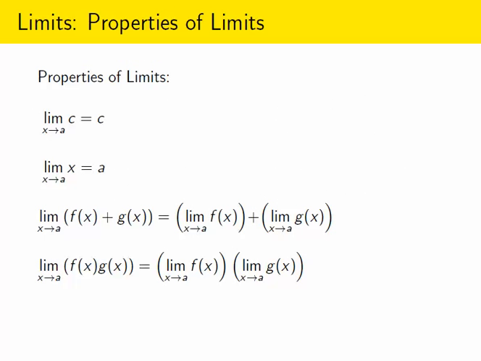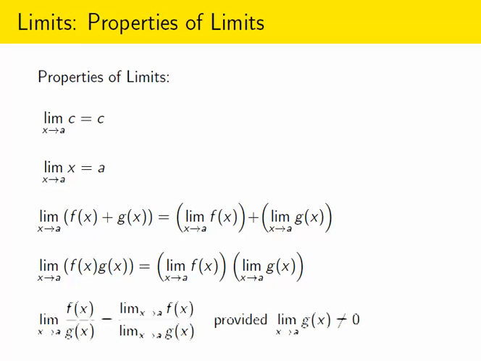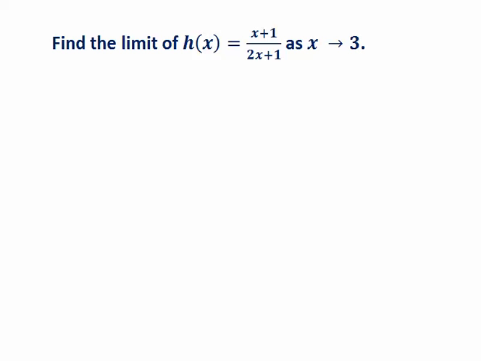Let's go back to our list of properties and add one more. You can also calculate the limit of a quotient, meaning one function divided by another function, in more or less the same way, but there's one point that we need to be careful about. The limit of the denominator can't be 0, otherwise we'd be dividing by 0, and we know that that's not allowed. So here's another example.